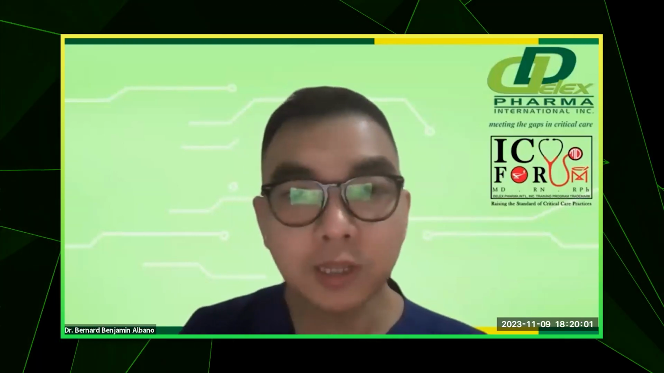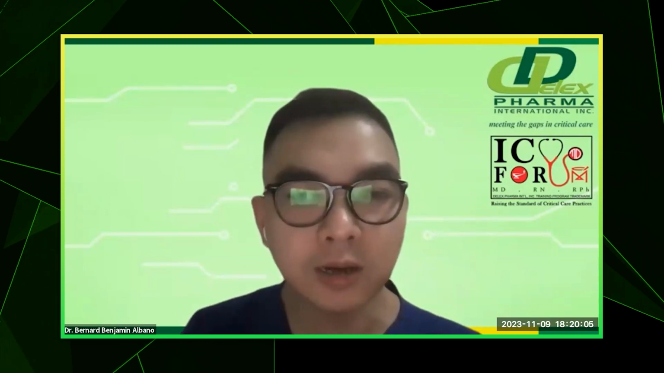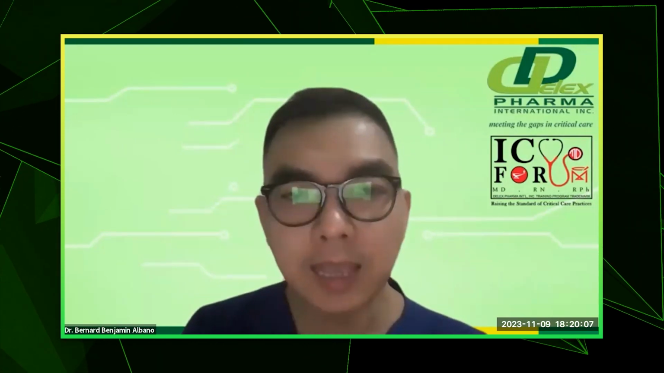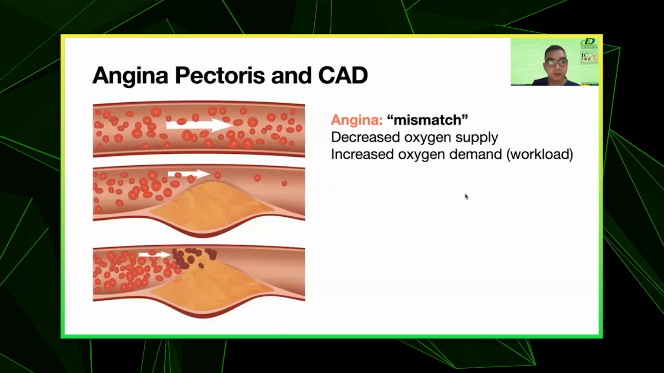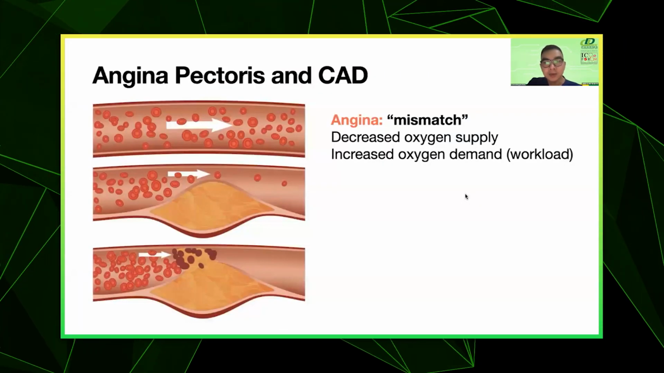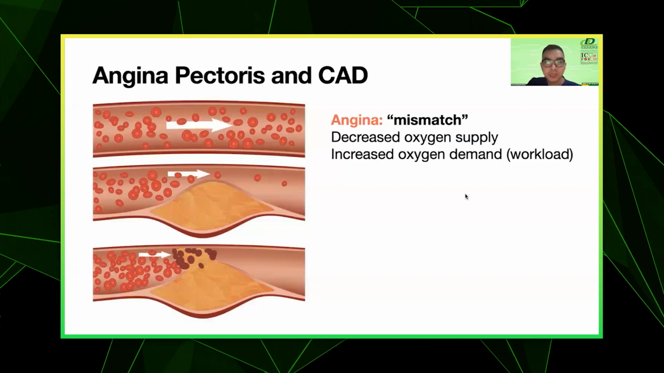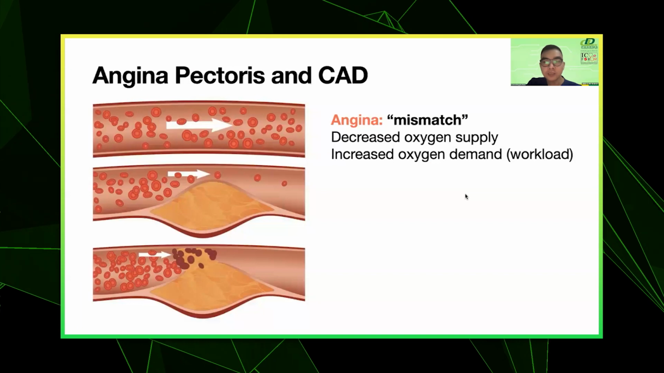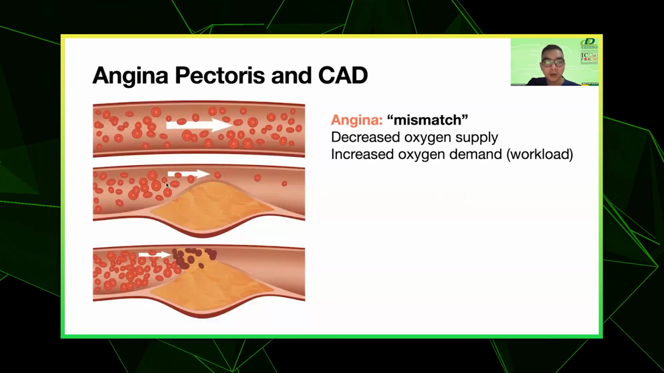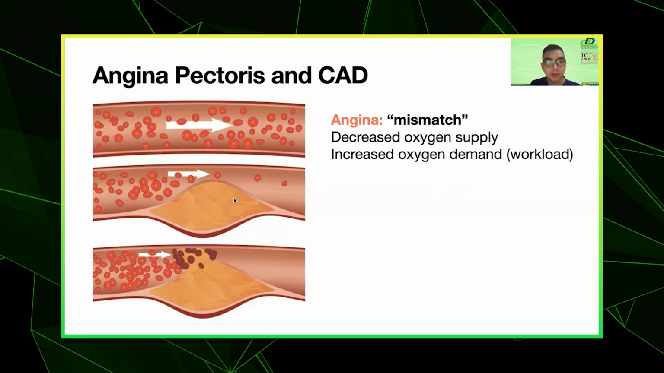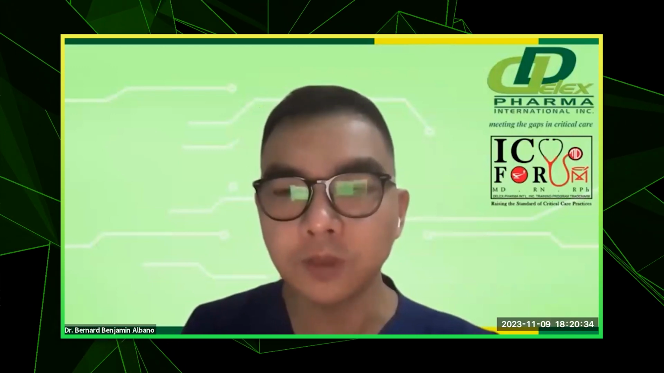It is important to know that this is how we visualize coronary artery disease in the cath lab as interventional cardiologists. Now, as I have mentioned earlier, in angina pectoris and CAD, the chest pain or angina is caused by a mismatch of decreased oxygen supply because of the narrowing of the lumen of the arteries, as seen here, because of the atherosclerosis, and an increased oxygen demand or workload of the heart.